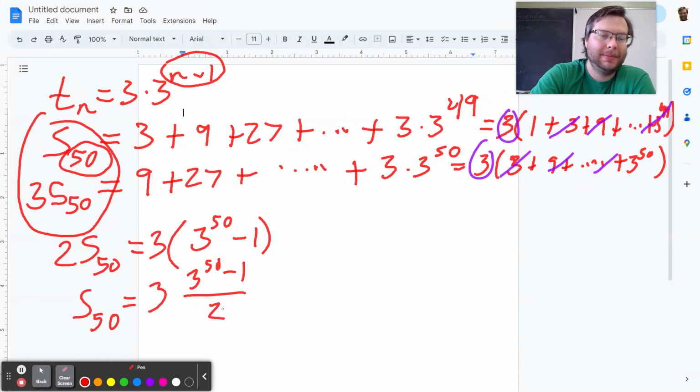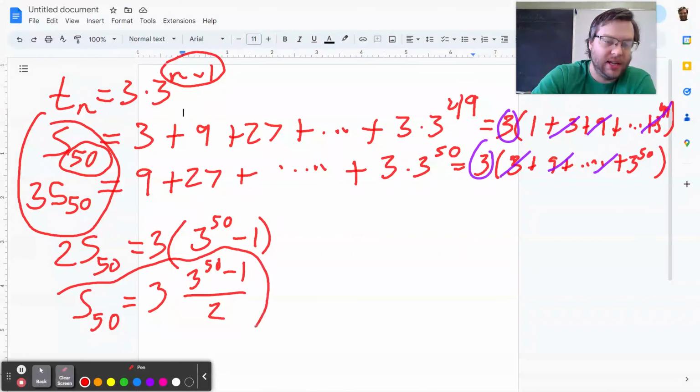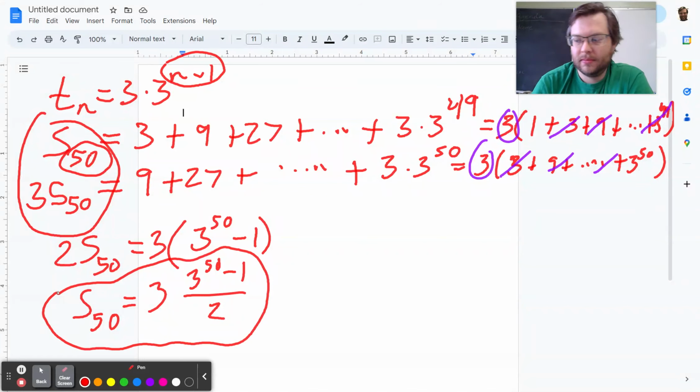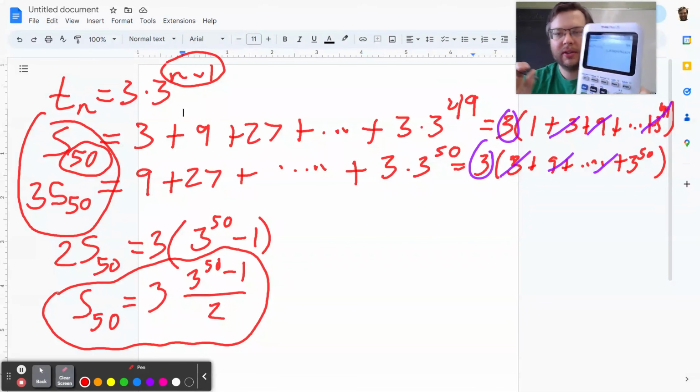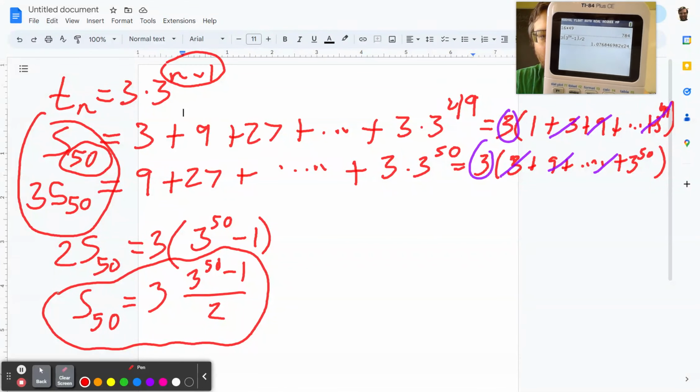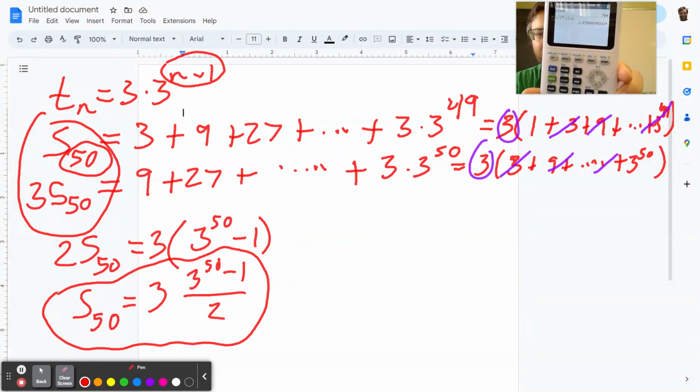Now that's a huge number. I'm not even going to write it down because, well, let's see if the calculator can even do it. We might overflow here. But it's good to know how you would type it in, I suppose. Okay, so our calculator handled it, but it said E24. So remember, that means move the decimal 24 times over. It's a big, big, big number.